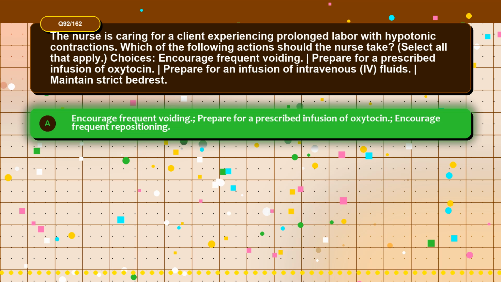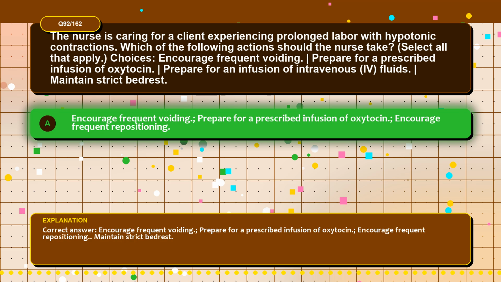The correct answer is option A. Encourage frequent voiding. Prepare for a prescribed infusion of oxytocin. Encourage frequent repositioning. Maintain strict bed rest.